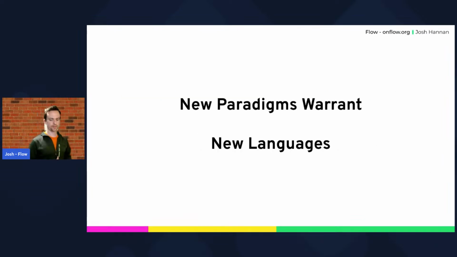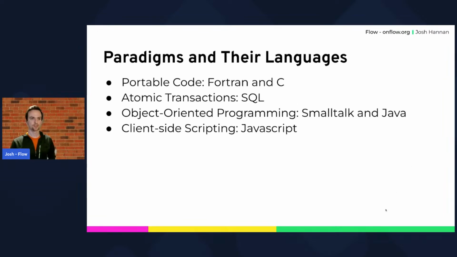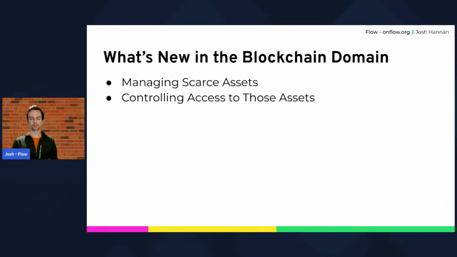So now that we know about this smart contract programming paradigm, we also need to acknowledge that every time there's been a new programming paradigm, there have been new languages to support it. So portable code had Fortran, atomic transactions had SQL, object-oriented programming had Smalltalk and Java, and client-side scripting has JavaScript. In the blockchain domain, with digital assets, there are some important things to consider when building these smart contracts.